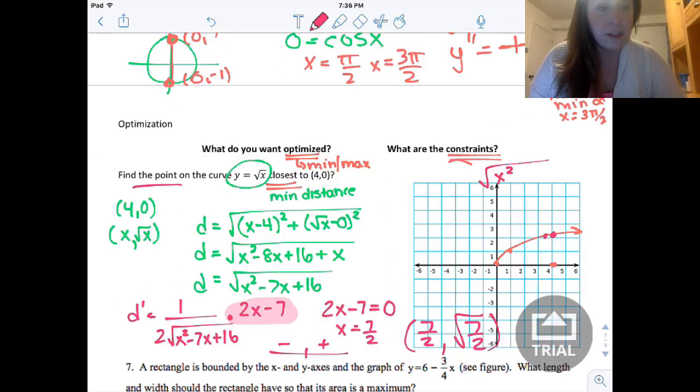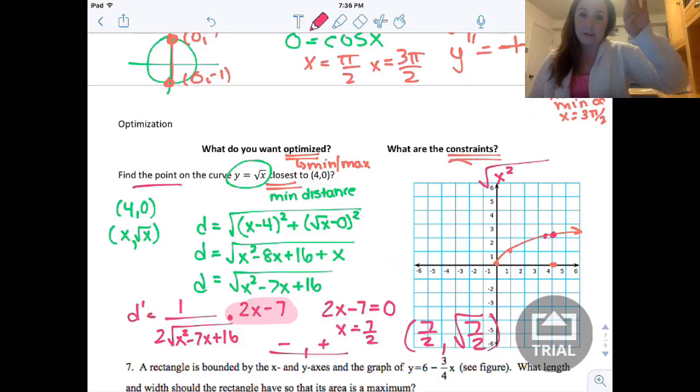Grayson said, what equation did you plug in for that sign chart? You're always plugging into the derivative because remember that you're looking at the slopes. It will be a minimum if the slope goes from negative to positive. So make sure you're just plugging into d prime. Since I know the denominator would always be positive because it's a square root, I really just plugged into the numerator, that right there.